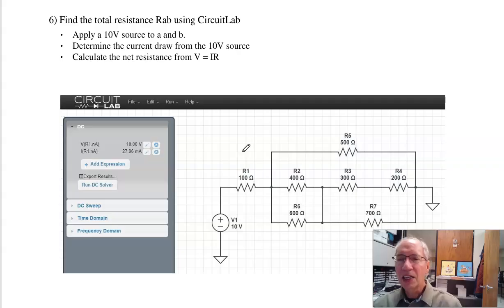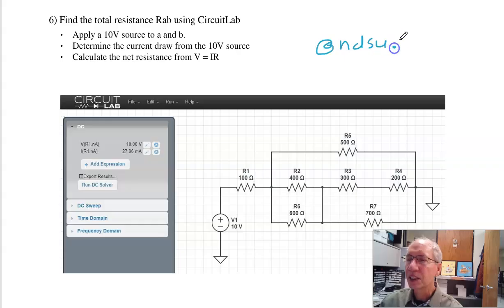Problem 6. I can check my answer. Now there are websites called like Chegg and AI that will solve problems. You don't need them. There is Circuit Lab. Circuit Lab is just a beautiful program, free to use for all NDSU students. You have to use your NDSU email address. So you have the @ndsu.edu.